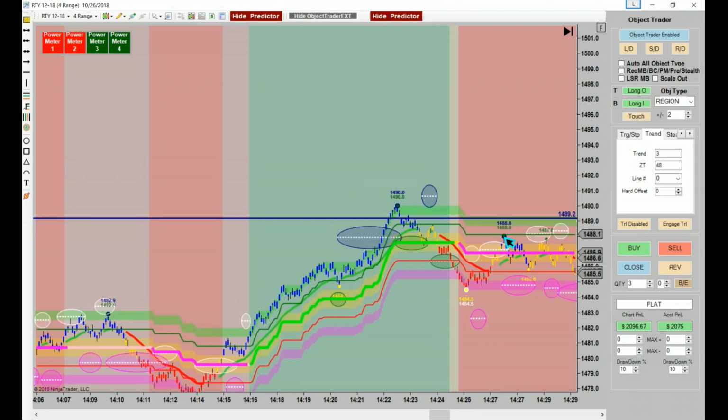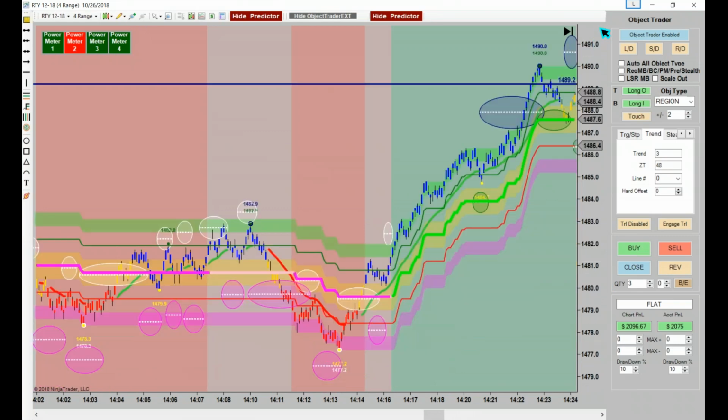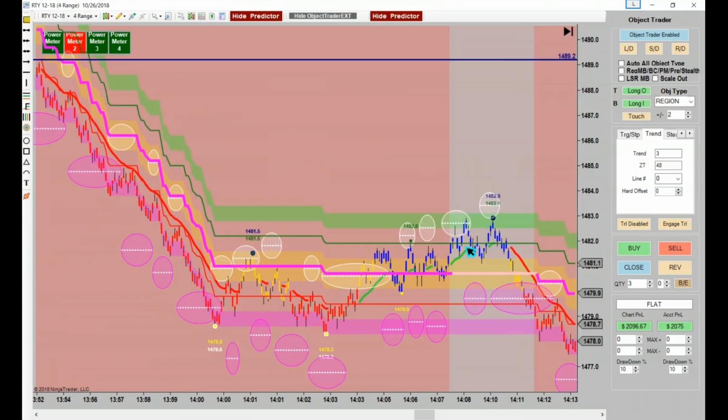There's a phantom right here, barely a phantom. There's a phantom right there. Didn't quite get to mid-band, but it wouldn't have cost you. You could have gotten out. Here's a beautiful phantom here, line 6 to line 7, straight down.